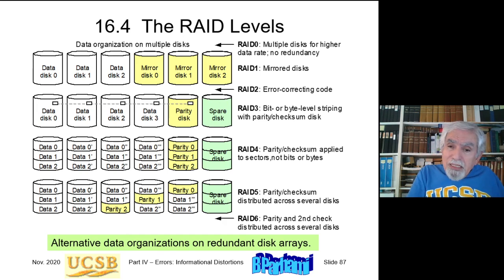Finally, RAID 6 provides a second checking mechanism to allow double disk failures. I mentioned up here that reconstructing the contents of one of these disks takes a long time, and it's possible that a second disk failure occurs before you have completed the reconstruction, and therefore you lose data, and that's undesirable. So RAID 6, the most recent version, has 2 checks.